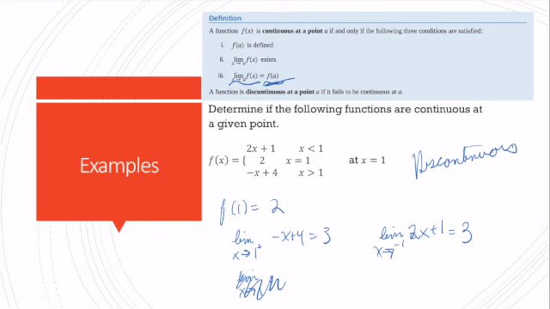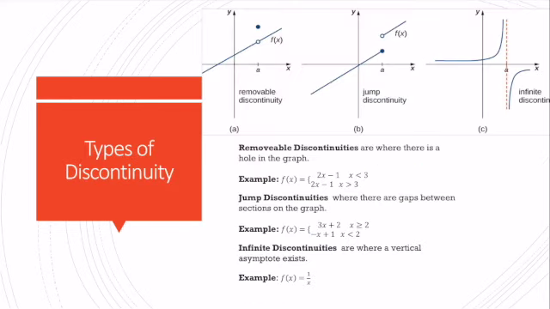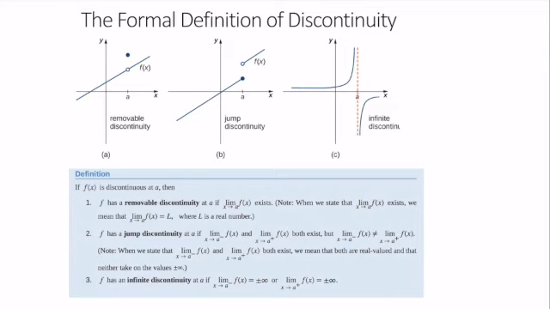So there are 3 different types of discontinuity. There's removable discontinuity, that's when there's a hole in our graph, for example when we just didn't define x equals 3. There are jump discontinuities, which is what happens in a lot of piecewise functions. And then there are infinite discontinuities, which is what happens when there is an asymptote. Here's the formal definition of these discontinuities for your reference.